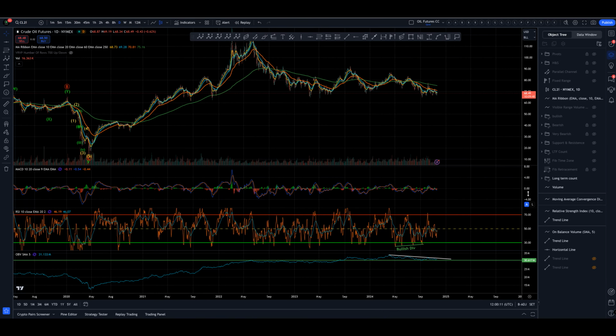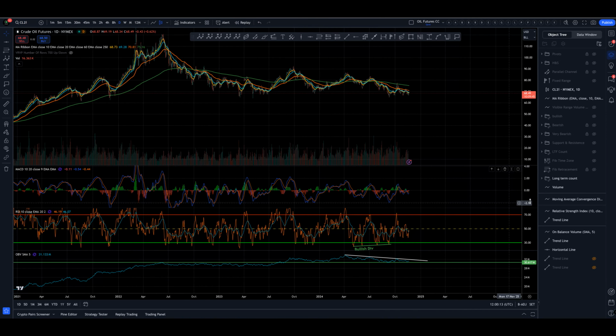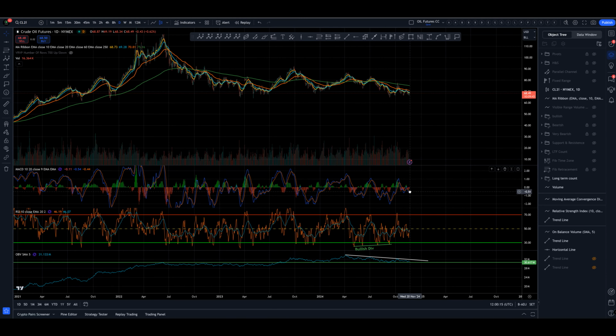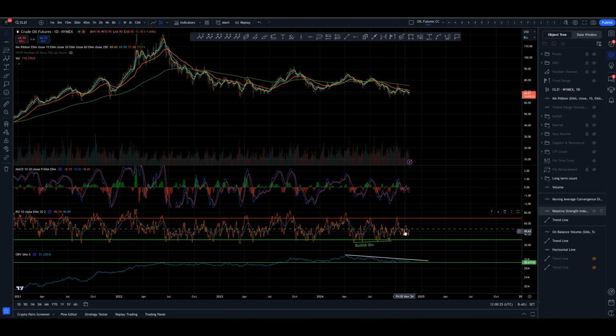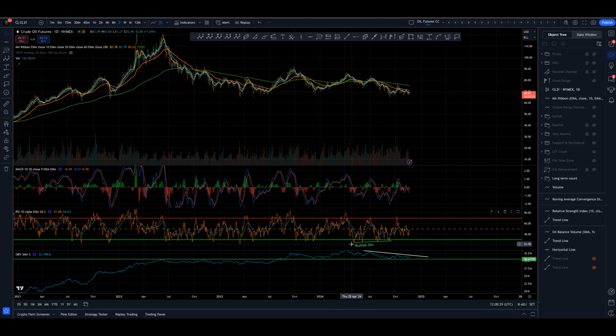On the MACD, we are below the zero bound with the average and the signal line. No significant increase in bearish or bullish momentum. You know, duh. It's been going sideways, hasn't it? Neutral. And the RSI, no significant strength or weakness one way or the other. Same story. Bullish divergence into the lows we've had recently though.